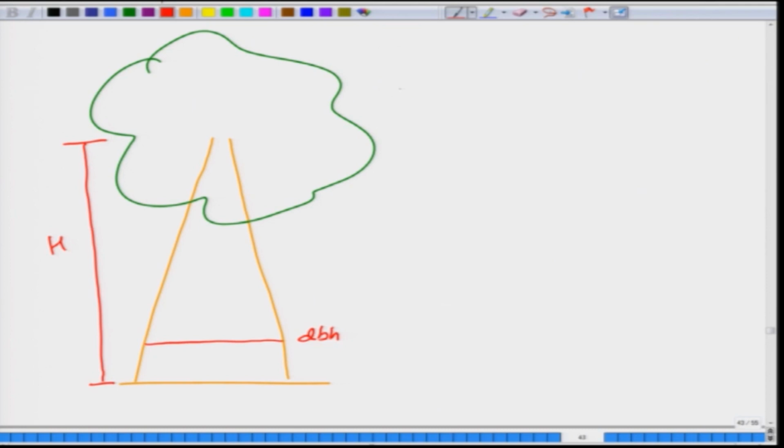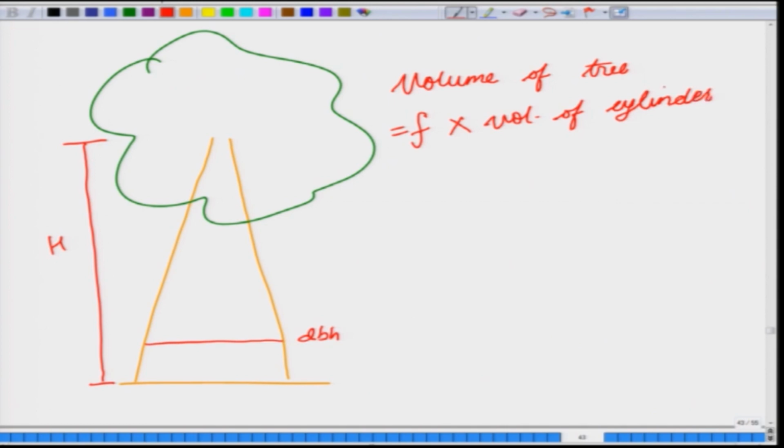So, the volume of the tree is given by the form factor, let us call it F, into the volume of the cylinder. Now, as we saw in the case of the false form factor, we take the volume of a cylinder that has the diameter of DBH and that has the height of capital H. So, the volume of the tree is given by F into the volume of the cylinder, which is pi by 4 d square into capital H.